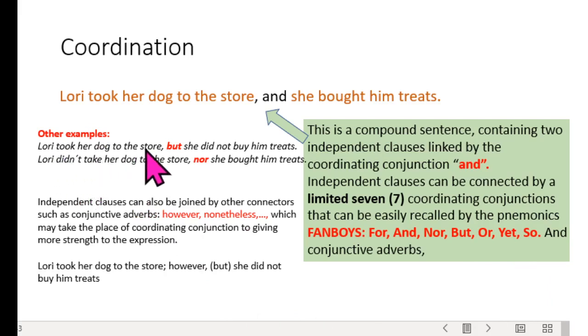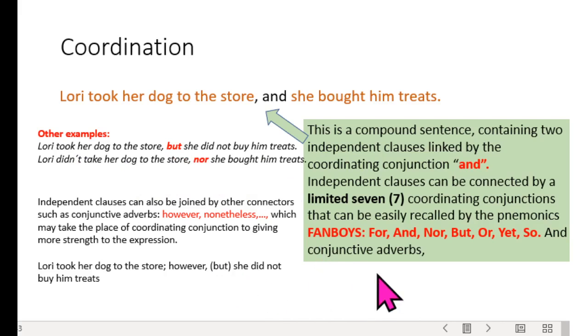Laurie took her dog to the store, but she did not buy him treats. So you see, she did not buy him treats expresses a complete thought. Laurie didn't take her dog to the store, nor did she buy him treats. You see, both clauses express complete thoughts.